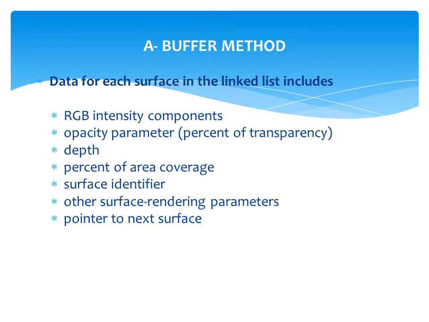In the previous diagram, we used a linked list. In that linked list, the intensity field can include the following data: RGB intensity components, opacity parameter, depth value, percentage of area coverage, surface identifier, other surface rendering parameters, and pointer to the next surface.